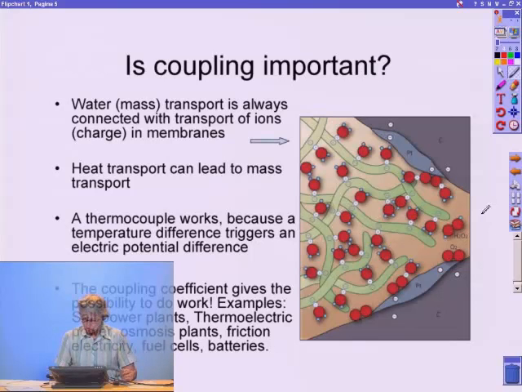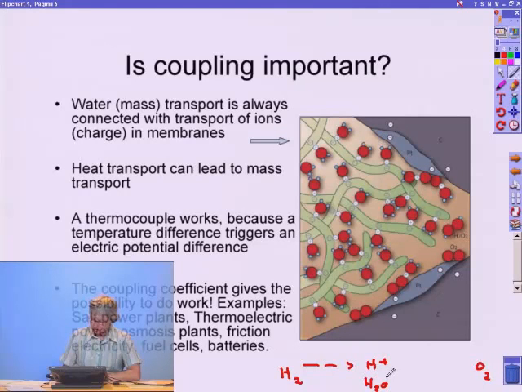But the protons don't go alone across the membrane from the hydrogen electrode where they are produced to the oxygen electrode where they should react and form water. They go together with water. So we have pictured every little white dot here with a red oxygen and two blue protons attached. Water goes along with the proton. And they meet the oxygen on the platinum catalysts that you see here.